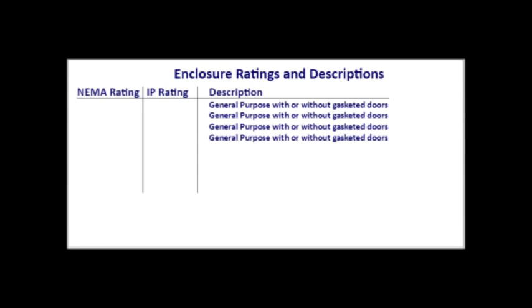The NEMA 1 vented is equivalent to the IP20. The NEMA 1 filtered is equivalent to the IP30. There's a NEMA 1 non-vented, which is equivalent to the IP40. And lastly, a NEMA 1 with a drip hood, which is equivalent to an IP41. Again, all these carry the same description, general purpose with or without gasketed doors.